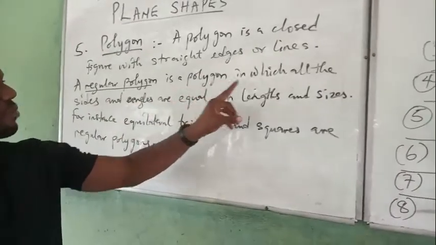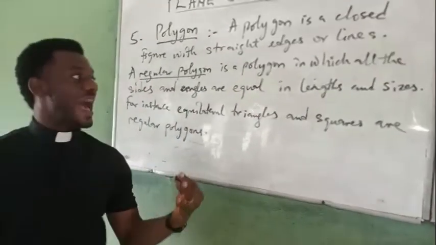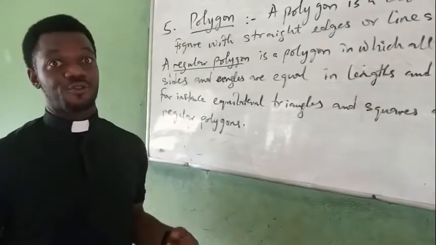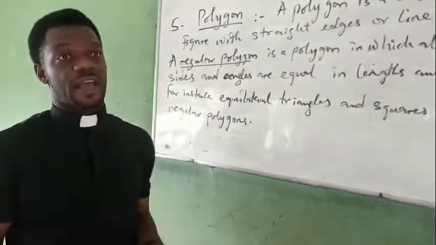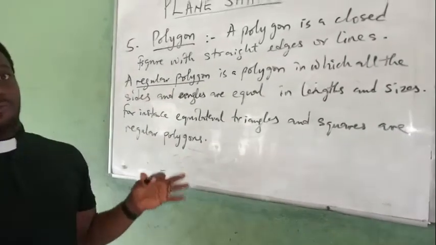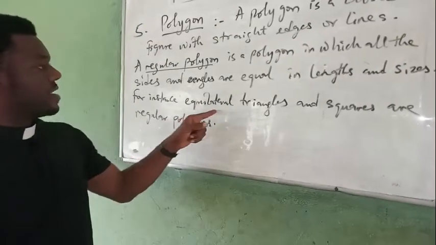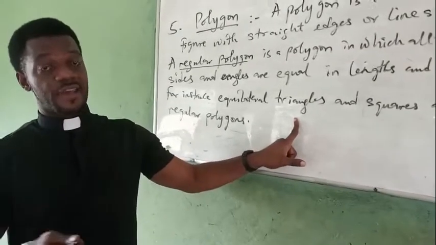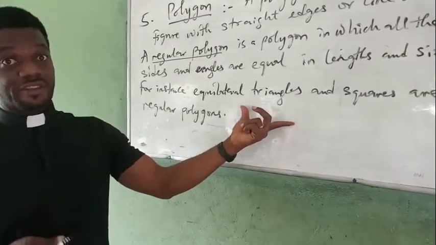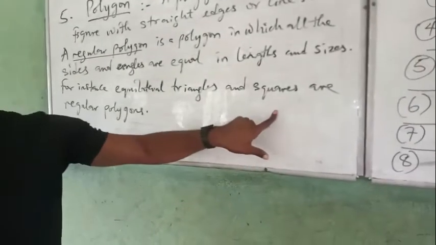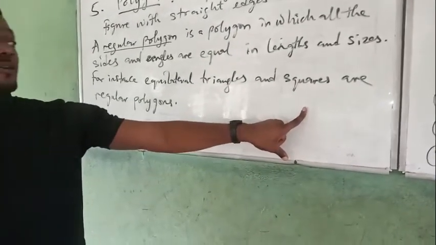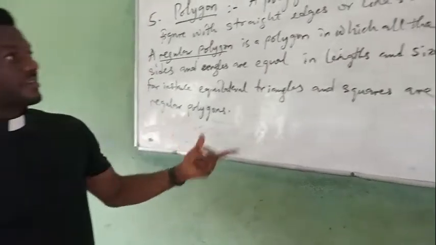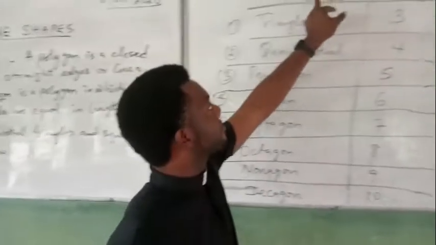And there is what we call a regular polygon. A regular polygon is a polygon in which all the sides and angles are equal in lengths and sizes. When you refer to something that is regular, it means all the sides and angles are equal. We have discussed 2 regular polygons. For instance, the equilateral triangle, a type of triangle in which all the sides and angles are equal, is a regular polygon. And also the square, a type of rectangle in which all the sides are equal, is a regular polygon.